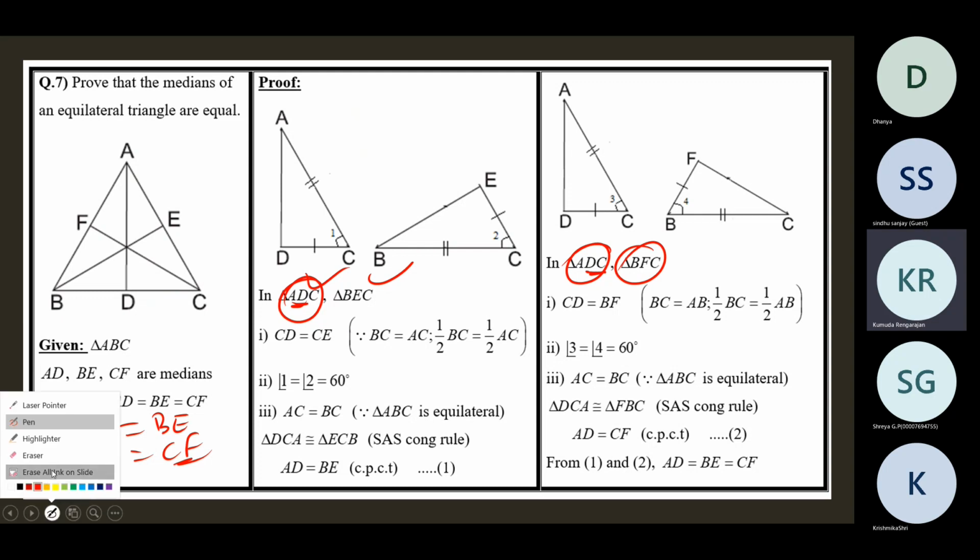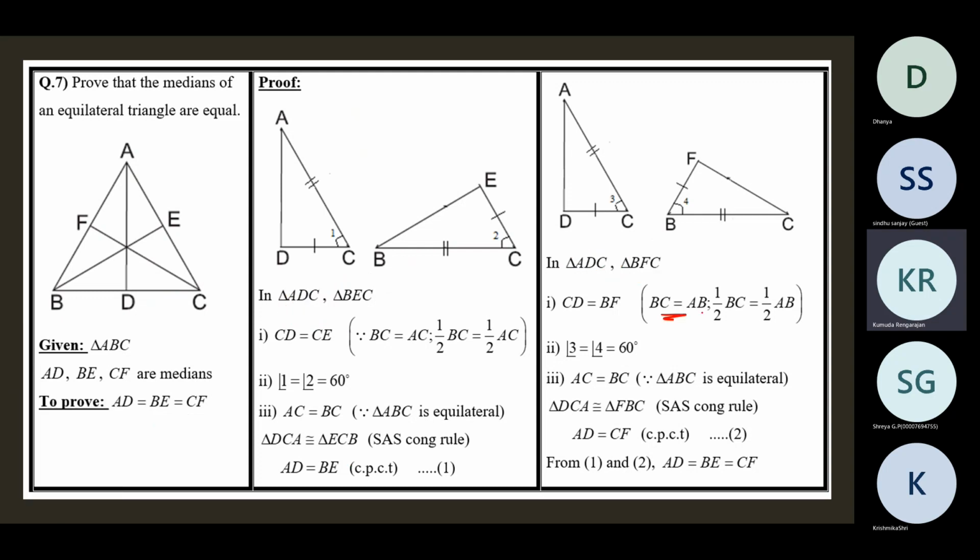In the same way you will get information, children. Two sides are equal, their halves are also equal, so you have CD is equal to BF. Then angle 3 and angle 4: this angle C is completely in this triangle ADC, and in the other triangle you have this angle B completely. Angle C is equal to angle B because it's an equilateral triangle, all the three angles are equal to 60 degrees.